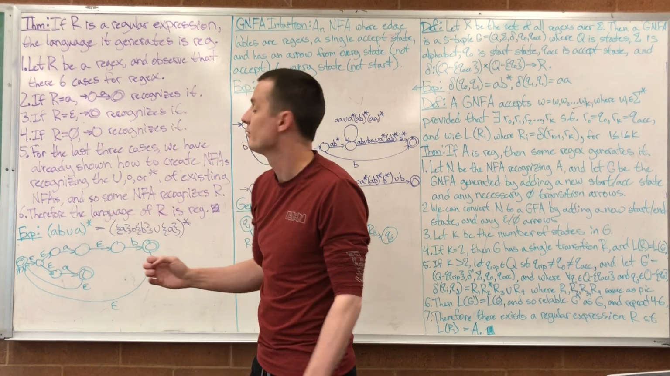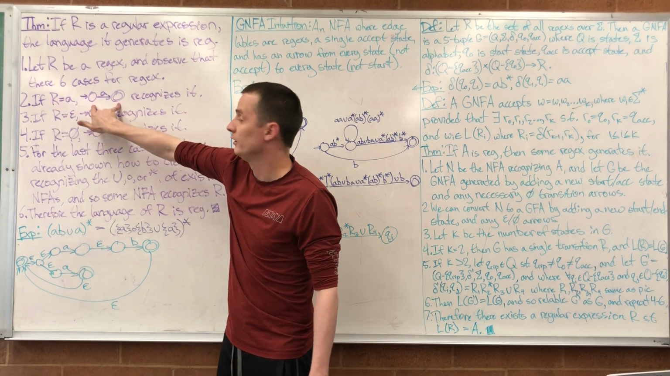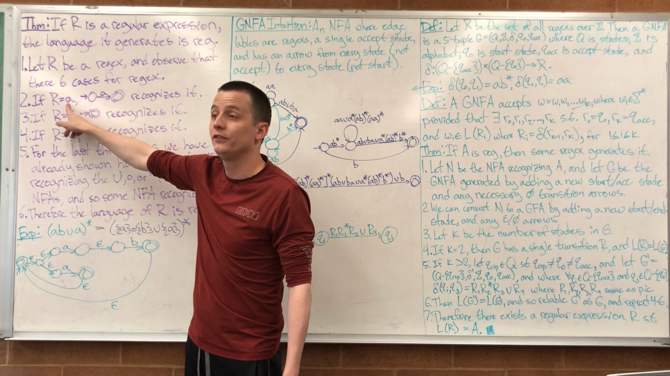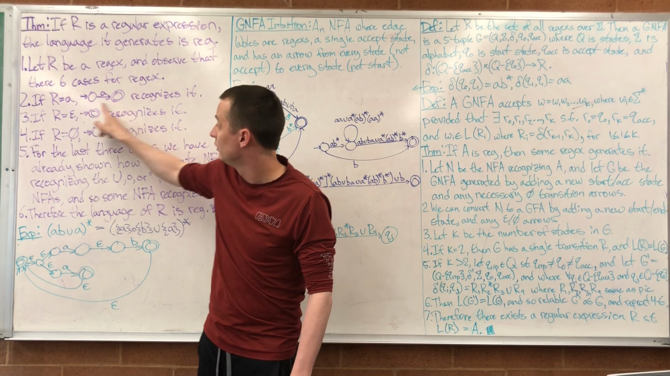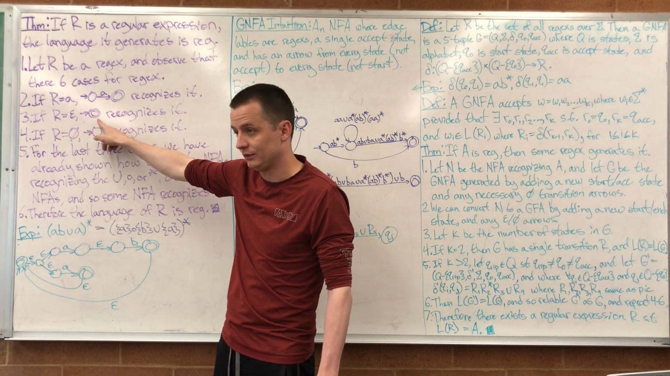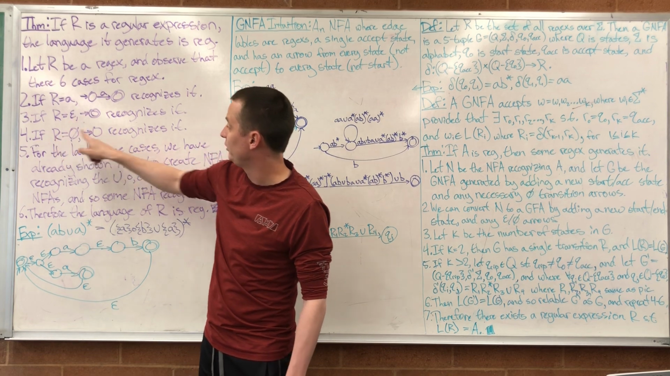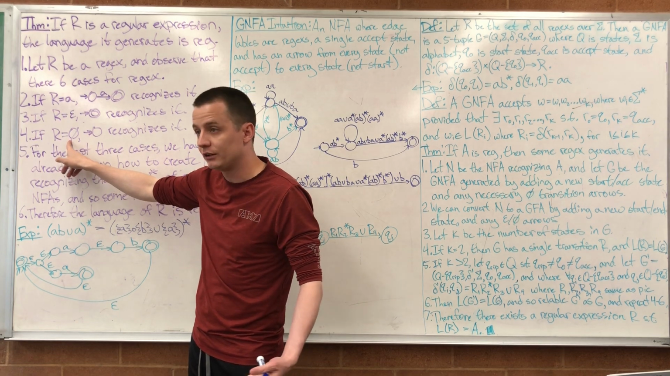So for this regular expression, if R is just A, here's the machine that recognizes it. And so A by itself is a regular language, because here's the machine that recognizes it. What about R equal to the empty string? Here's the machine that recognizes it. So the empty string by itself is a regular language. What about the empty set? Well, here's the machine that recognizes it. So the empty set by itself is a regular language.